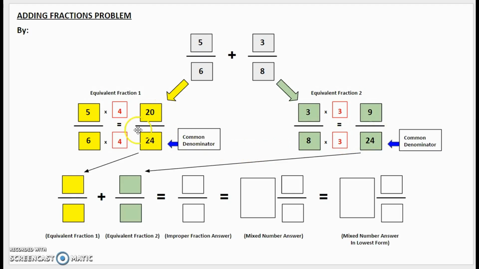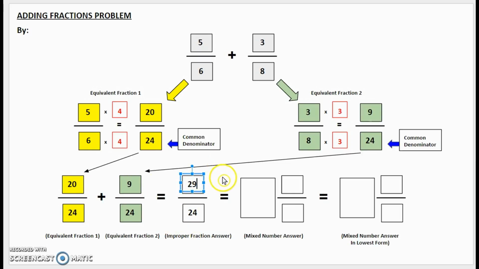Let's bring down these two new equivalent fractions. The first fraction is 20 over 24, and my second equivalent fraction is 9 over 24. Remember, when we're adding fractions, the denominator stays the same. We did all of that work to get the common denominator, so it stays the same. To find the numerator, I simply add the two numerators together. 20 plus 9 is 29.